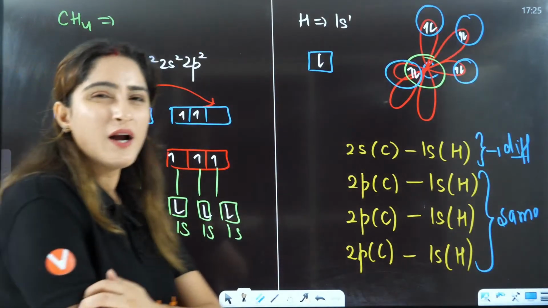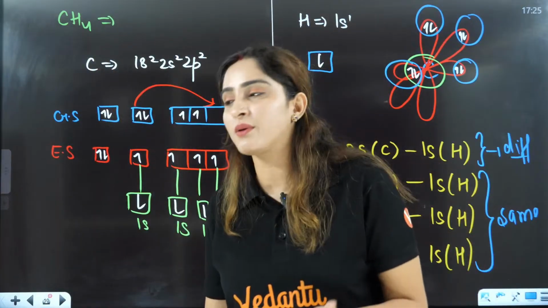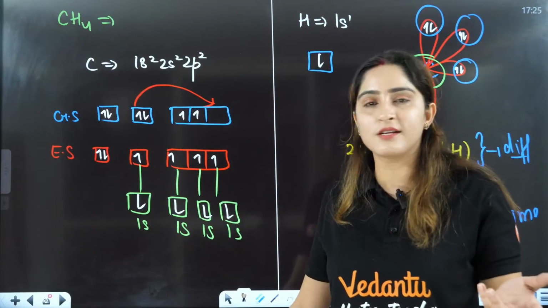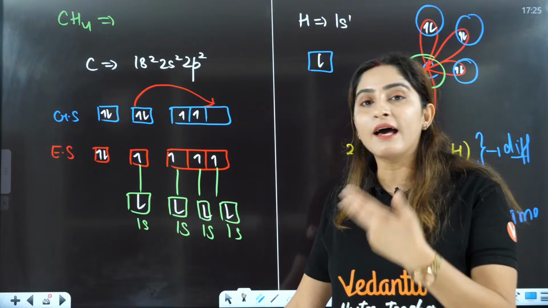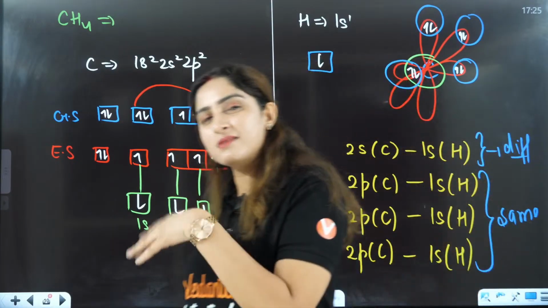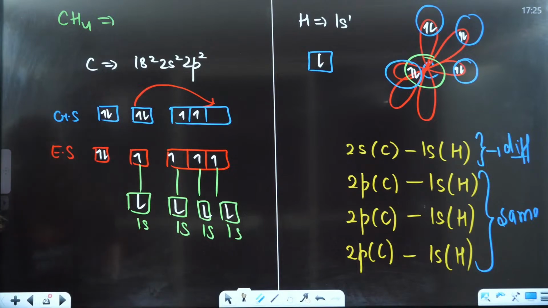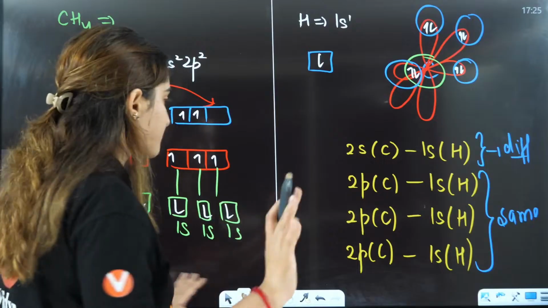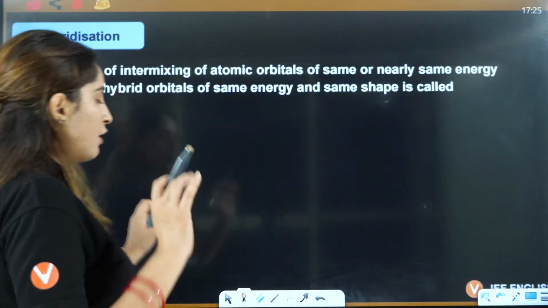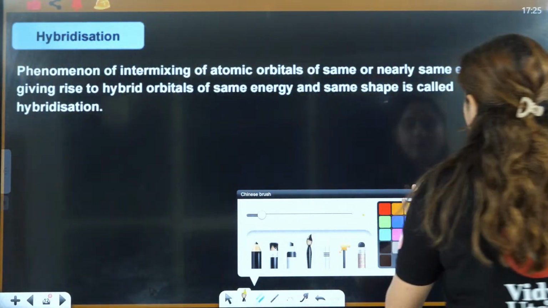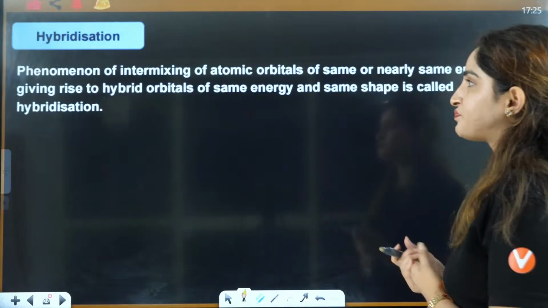Now tell me, do you understand why we need hybridization? What is the need of hybridization? Why can't we directly start VBT? In fact, this is a part of VBT only, right? Okay, everybody. Now let's see. Now understanding hybridization will be very easy for you.